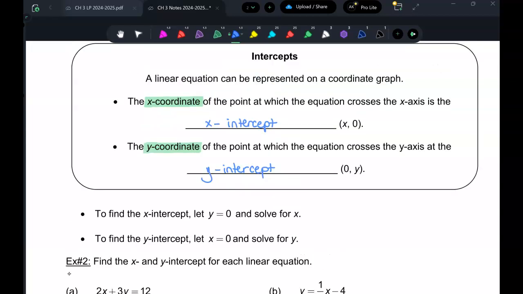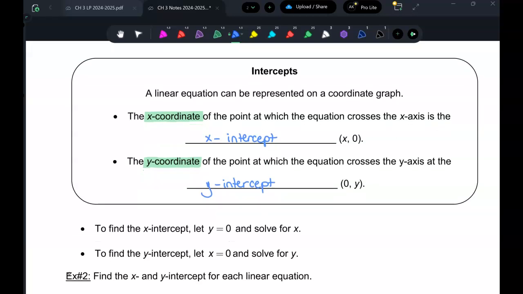So for example, if I were to draw a picture of a little graph here, this would be the x-axis, right?